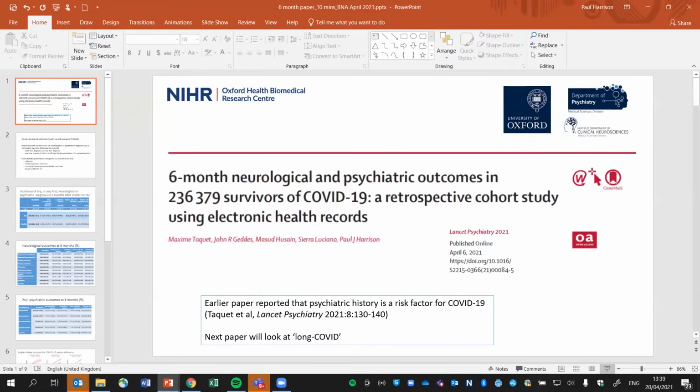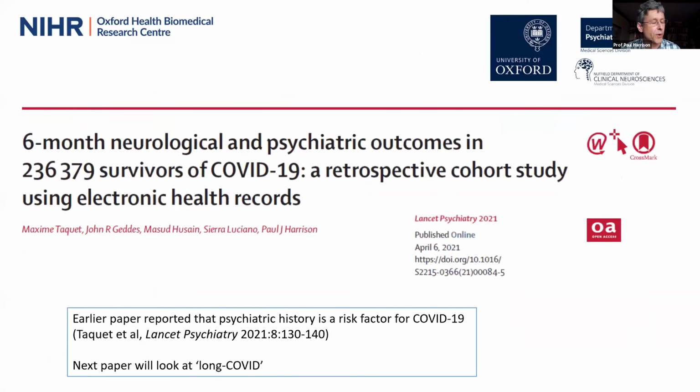Good afternoon, everybody. Very nice for you to be joining this webinar. So yes, I'm going to summarize very briefly, in fact, not the paper that was in the title of the publicity for this, that was our previous paper, but our latest paper, which some of you may have seen, which is looking at 6-month neurological and psychiatric outcomes in almost 250,000 survivors of COVID-19.